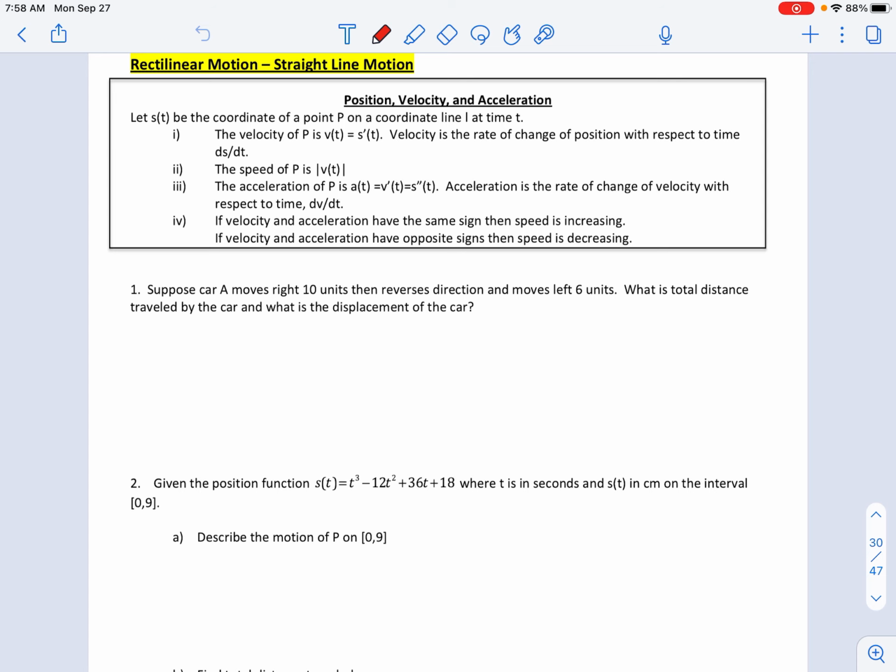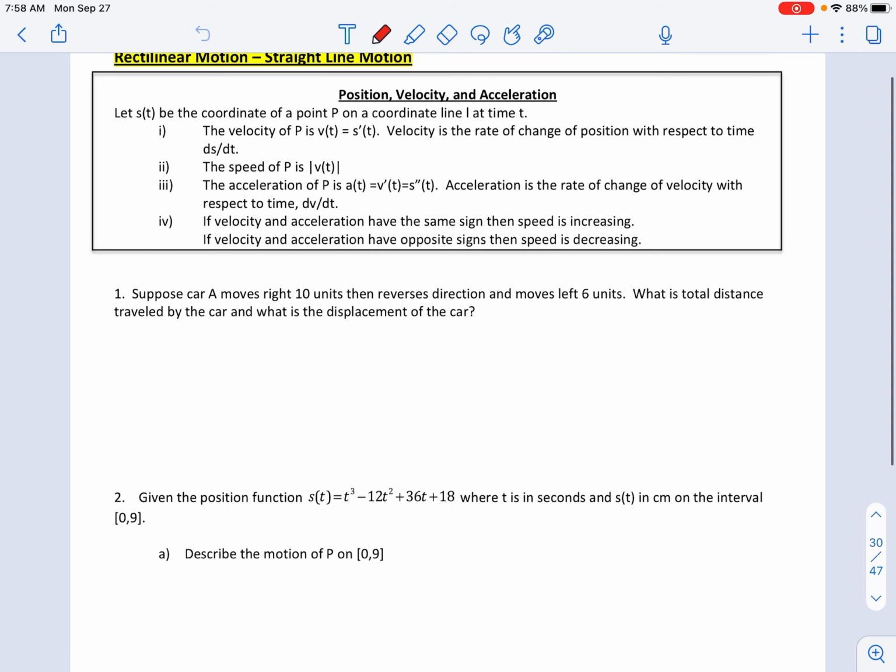So a couple of relationships that are important to know that you probably have seen before. Let's call S of t the position function. And the velocity is just the change in distance over change in time. So that would really be ds/dt, which would represent a derivative of the position. So the first important relationship is that the derivative of the position function is your velocity function.